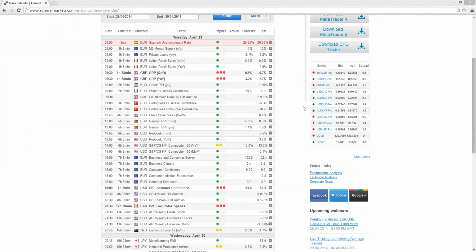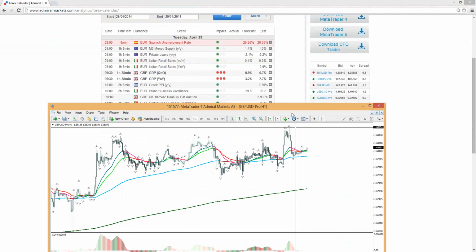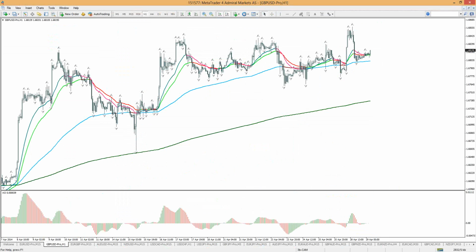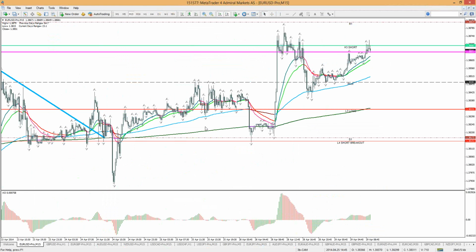Alrighty. So let's take a look at the pound and the euro, of course, as always. One second, folks. My computer is a bit slow. Alrighty. There we are. Let's start with the euro, though.